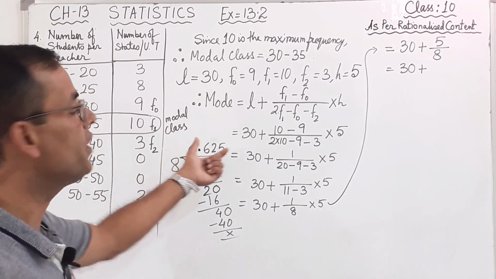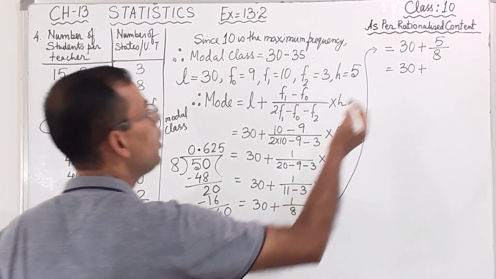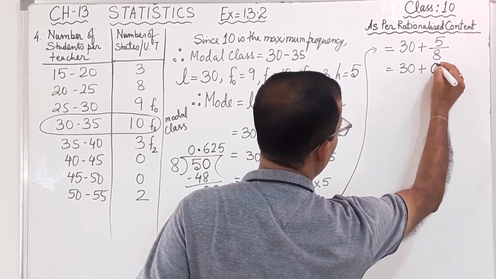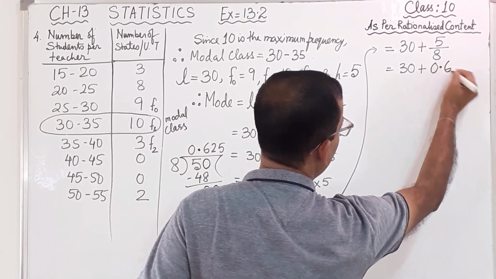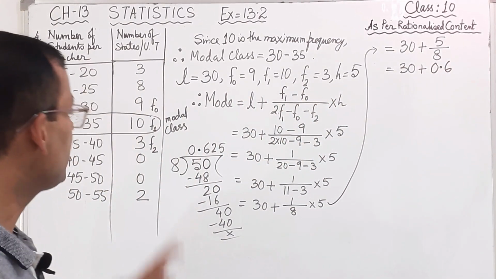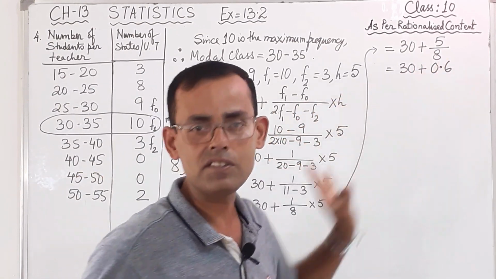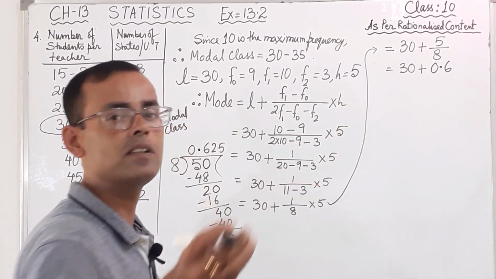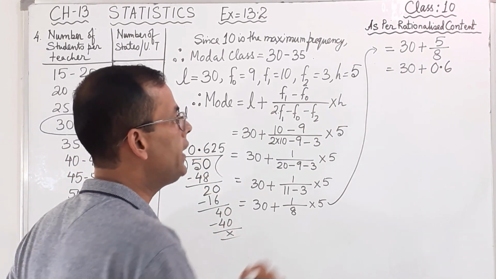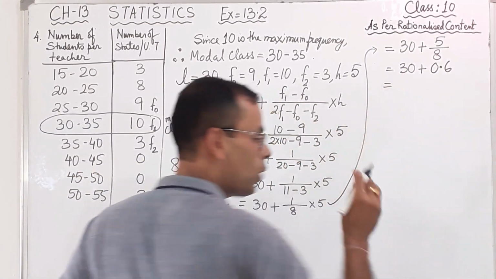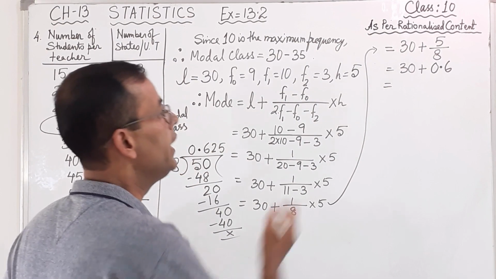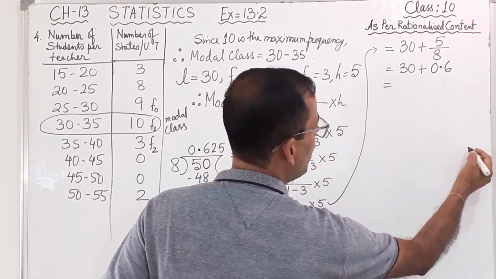So 0.625. Those who want to take 0.625, you can take 0.625, that is the accurate one. But according to their book, they are taking only 0.6. That means after the decimal, they are taking only 1 digit. That means 1 decimal number they are taking. Now these two I will add. So how to add it?